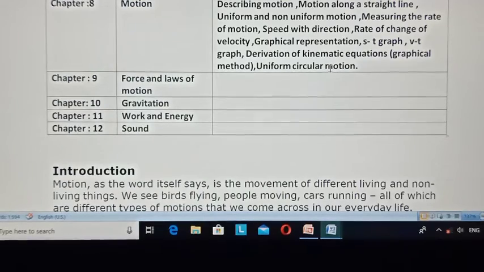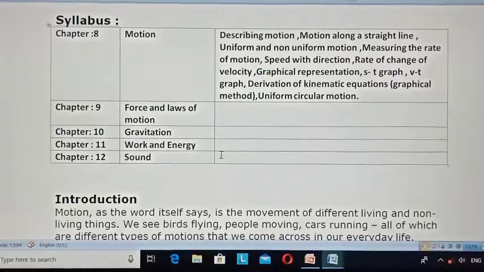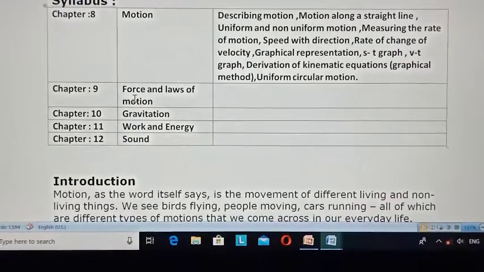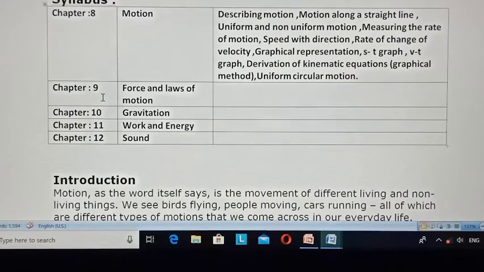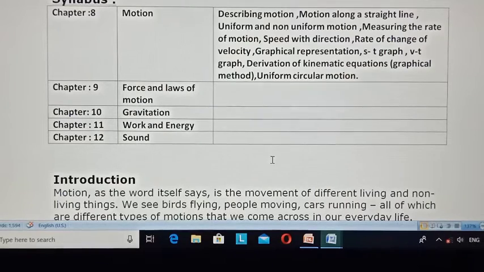So moreover, we have to cover these 4 chapters also: force and laws of motion, chapter number 9, chapter 10 gravitation, chapter 11 work and energy, chapter 12 sound.